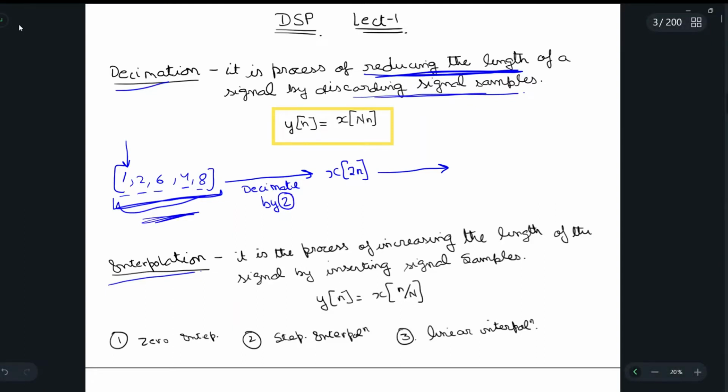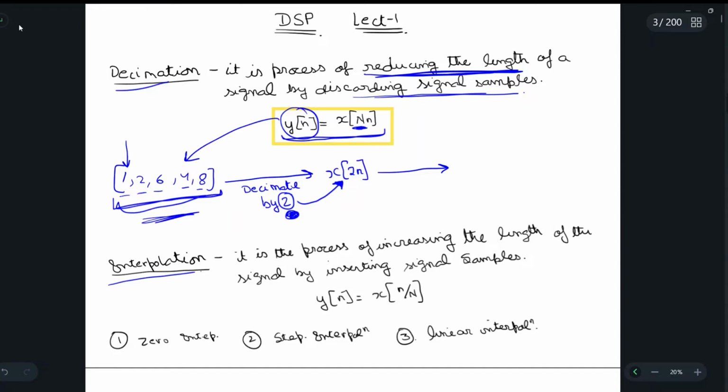First of all, look at this equation. This is the general form of decimation. That is, we have the signal y(n), which is this signal, and we have to decimate it by capital N. So capital N over here in this example is 2. So we will be decimating this y(n) by 2, and on doing so we will get x2(n). That is the decimated part.